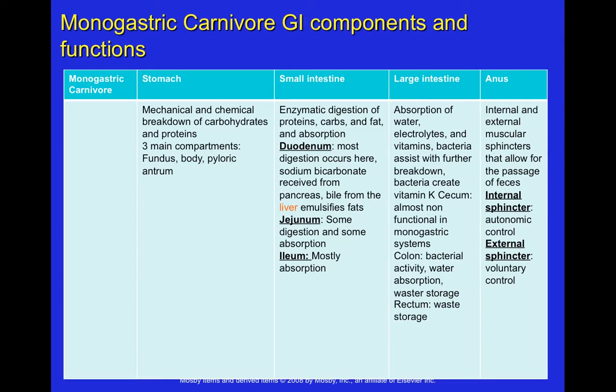All right, this is a great chart to get to know. It's really important, and it gives you a good idea in the monogastric foregut fermenter species, such as carnivores and omnivores, of which areas do what. So the stomach is responsible for mechanical and chemical breakdown of carbohydrates and proteins. Three main compartments are the fundus, the body, and the pyloric antrum.